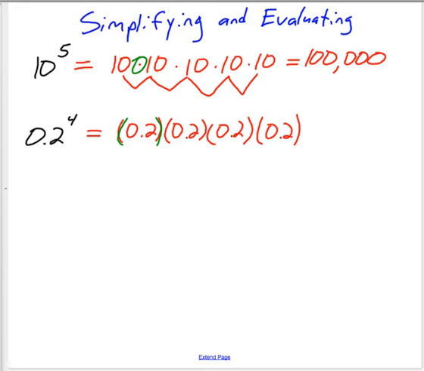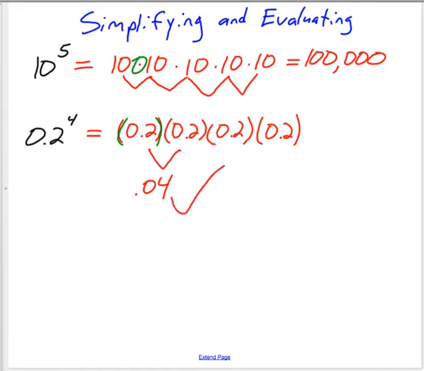So to simplify this one, 0.2 times 0.2 is kind of like 2 times 2, so we're going to get a 4, but there has to be 2 decimal places, one for each, right? So 0.2 times 0.2 is actually going to be 0.04. Once we multiply that times the other 0.2, well, 4 times 2 is 8, but then we need to put in another decimal point, right?